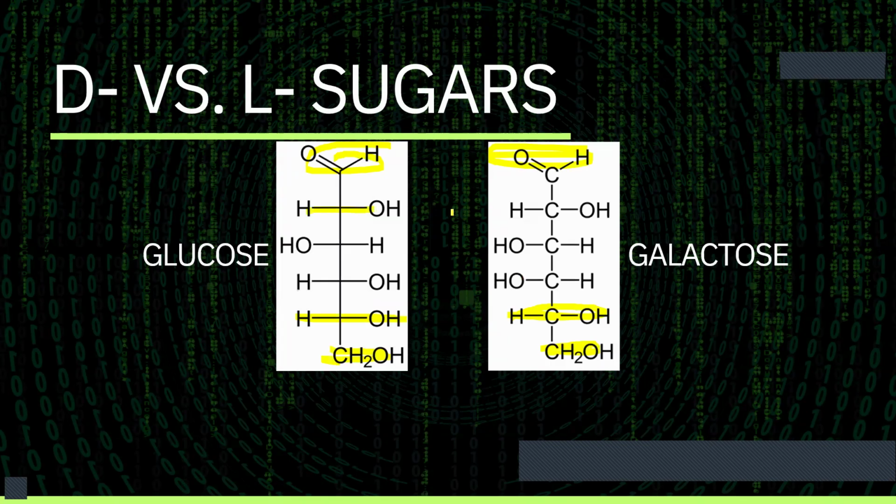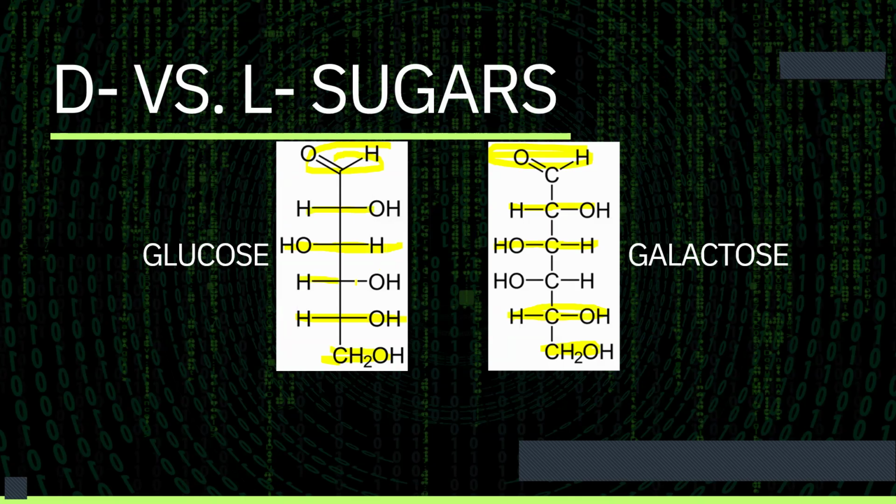Carbon number 2, they are the same. And what I mean by they are the same is they both have a hydroxyl group on the right-hand side of the molecule. Does that designate D versus L stereochemistry? It does not. Carbon number 3, on the left-hand side of carbon number 3 for glucose, we have a hydroxyl group. Number 3 on galactose, same thing. Okay, now carbon number 4.